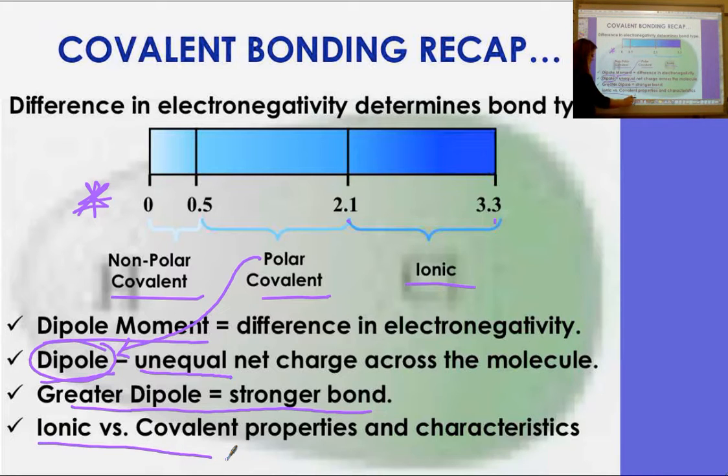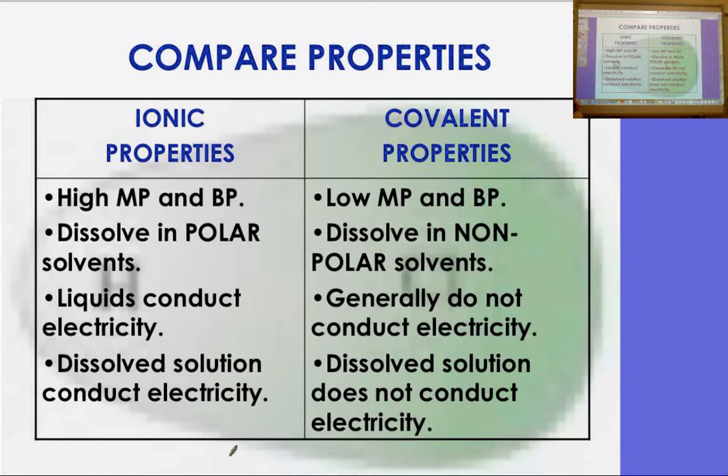And then we're going to look at some ionic and covalent characteristics. Here they are in a table for you. Ionic, they're very, very strong. They have high melting and boiling points. Covalents are just the opposite. They're low. Ionic properties dissolve in polar solvents. That's why table salt dissolves in water.